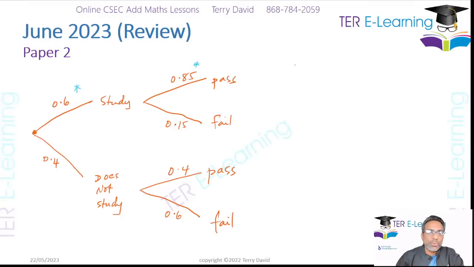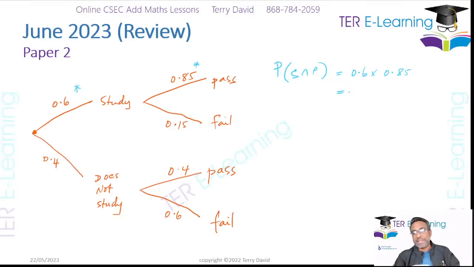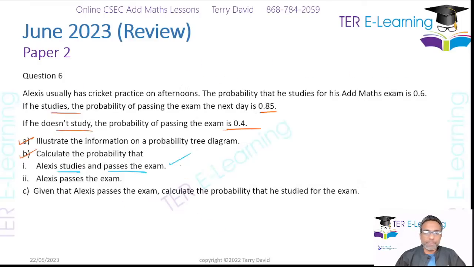So all you need to do, the answer for that first part, where he studies and he passes the exam, it's going to be 0.6 multiplied by 0.85. It's as simple as that. 0.6 multiplied by 0.85, and you're going to get 0.51. That's your probability there. So that's the answer for the first part. That's this part here.